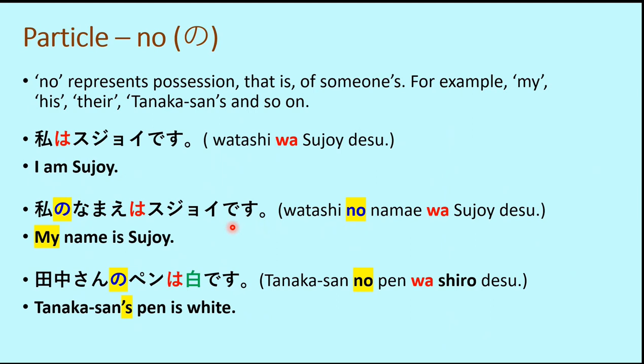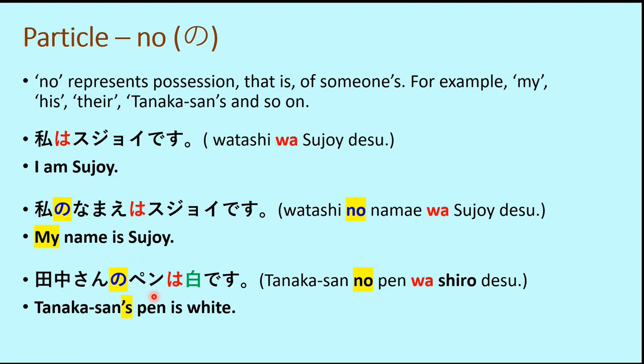Similarly, one more example. Tanaka-san's pen is white. Tanaka-san no pen wa shiro desu. So here you can see Tanaka-san's pen. This apostrophe S indicates the position of Tanaka-san. The pen is the possession of Tanaka-san. So it's Tanaka-san's pen, and that's why in Japanese it becomes Tanaka-san no pen.